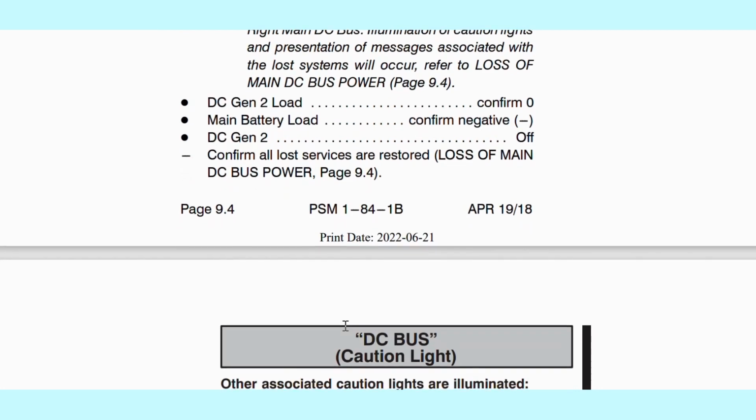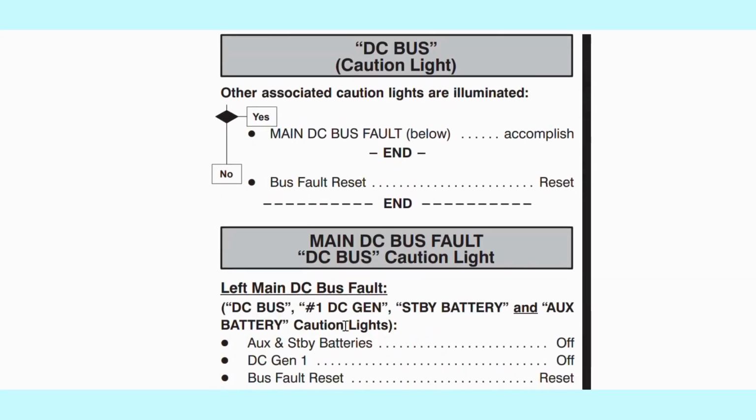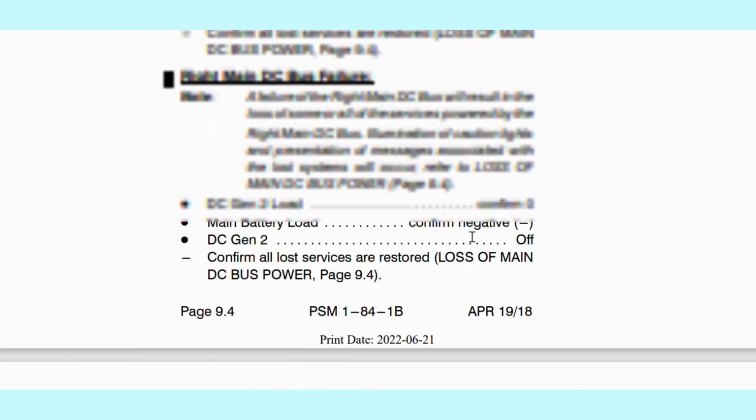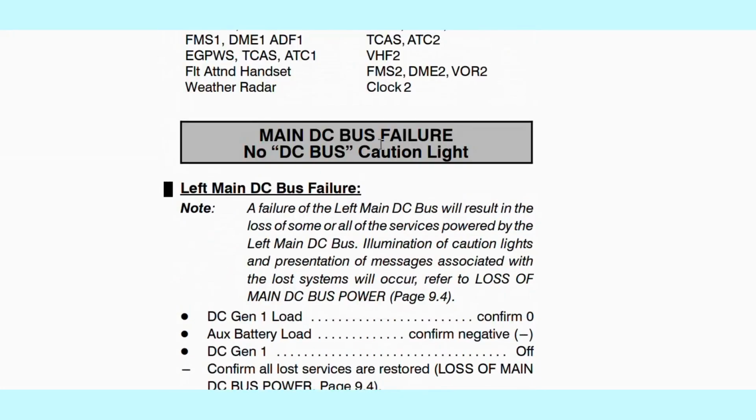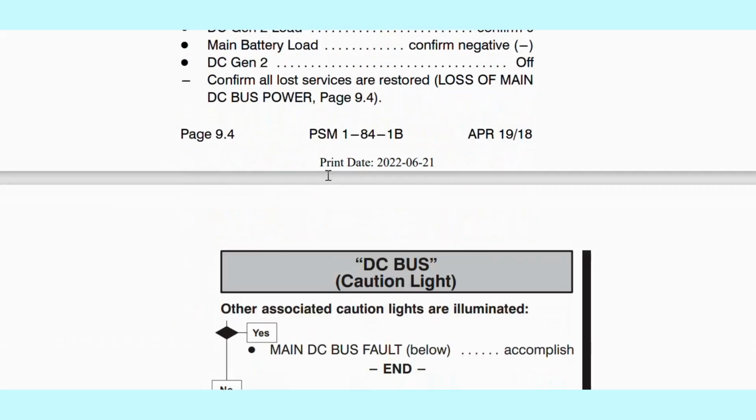The next thing which comes is a DC bus caution light. Now remember, that one was a DC bus failure. Here you'll have a DC bus caution light, but you can also have a DC bus caution light when you have a main DC bus fault. Can you see the difference here? This is a main DC bus fault where there is a caution light. This is a main DC bus failure where there is no DC bus caution light. So in your training and even in reality, don't get confused. This is a very simple yes and no item.